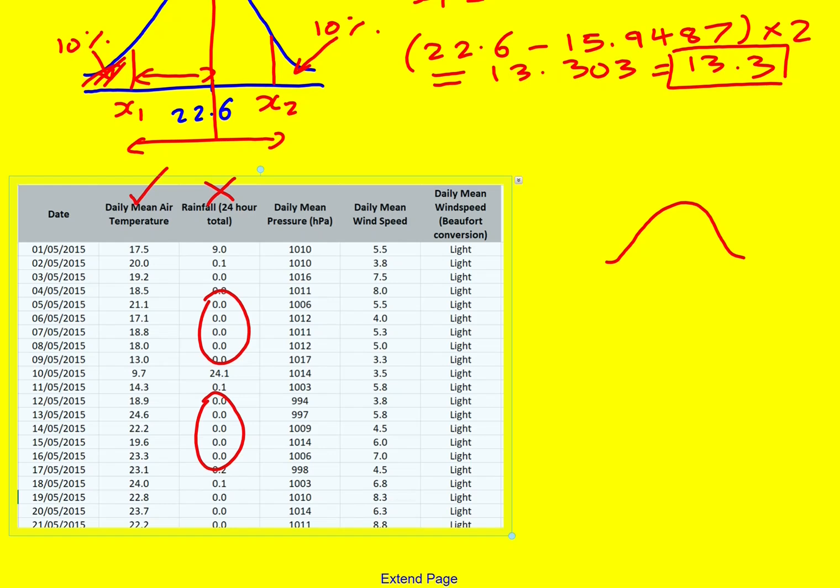That's one of them. Daily pressure, no major problem in trying to model with that. The other one is going to be daily mean wind speed, Beaufort conversion, because this is qualitative data. So make sure you write down these two and give your reasoning.